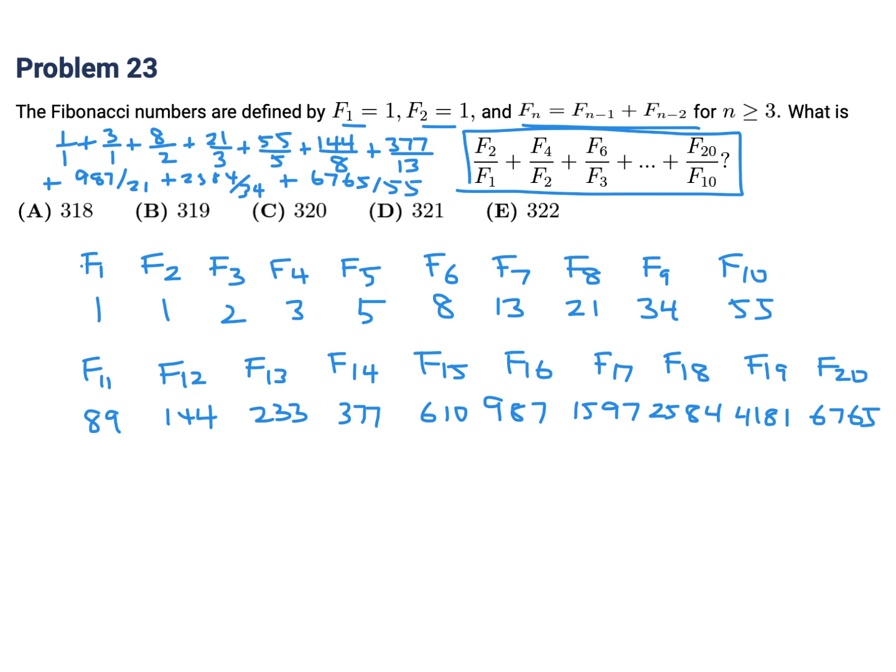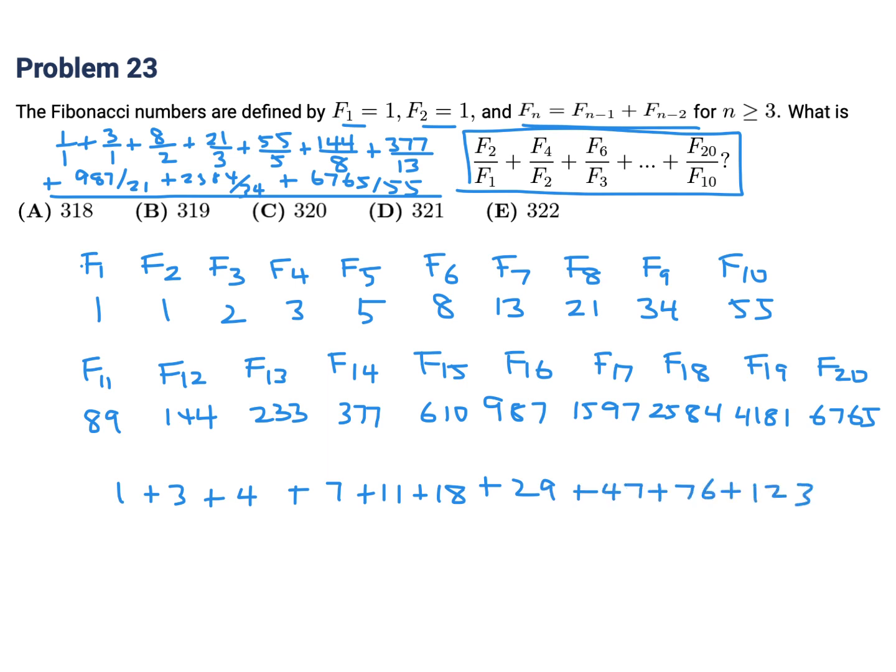Okay. Then if you just add all these guys up, it's going to be 1 plus 3 plus 4 plus 7 plus 11 plus 18 plus 29 plus 47 plus 76 plus 123. And when you add up all those numbers, it is 319. Therefore, the answer is B.